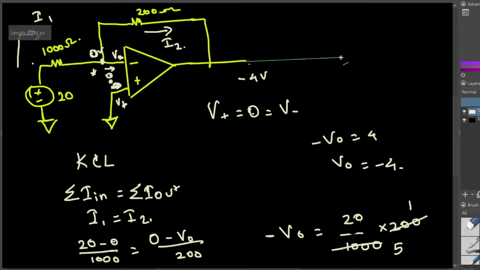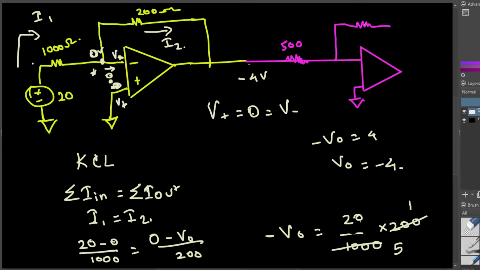let's connect another op-amp circuit with this, and we connect this one to the ground and this one to, let's put some value, let's say 500. And then you have to put an equal value here, 500. If you put the equal value here and here, and the voltage here is the new voltage output, let's see what happens.